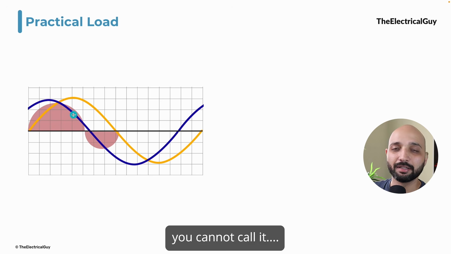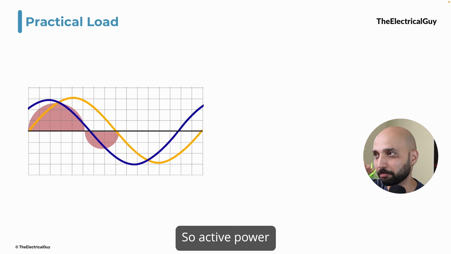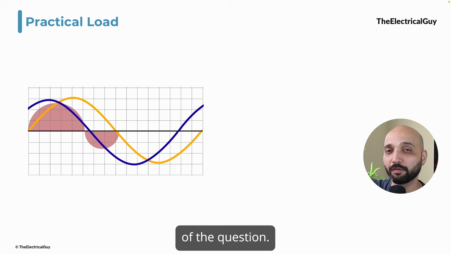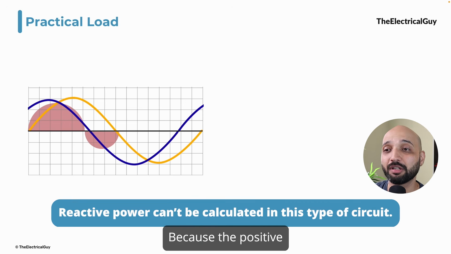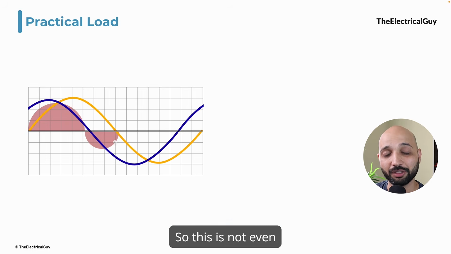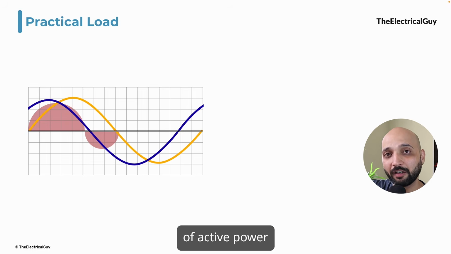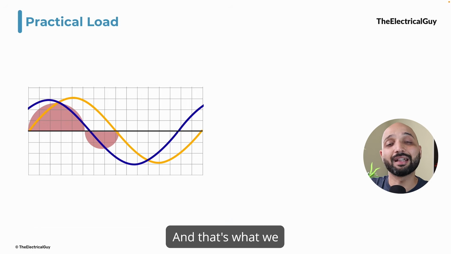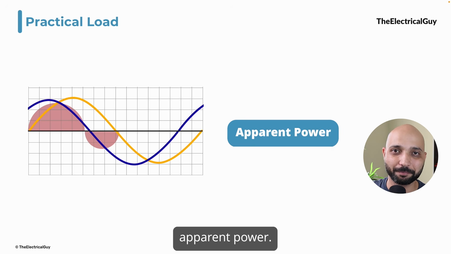You cannot call this power the active power, because it's not only on the positive side. So active power is out of the question. Reactive power, can you calculate this? No. Why? Because the positive and negative peaks are not identical. So this is not even the reactive power. This is something else. This is the combination of active power and reactive power, and that's what we call the apparent power.